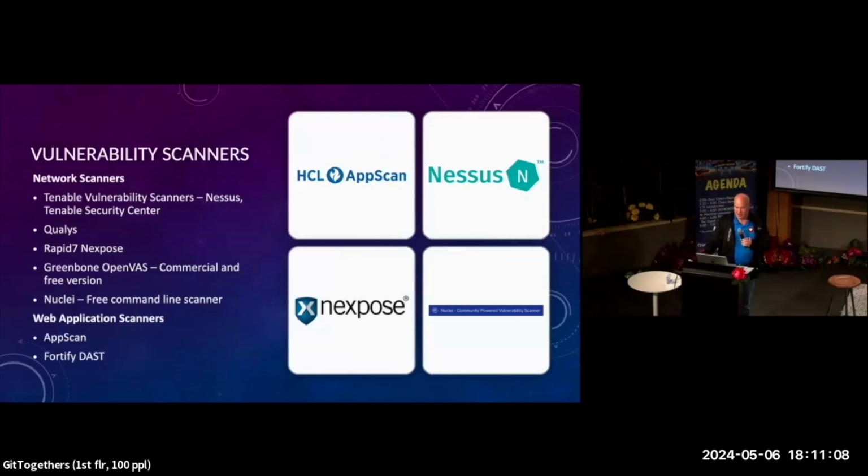And then other vulnerability scanners: Qualys and Rapid7's Nexpose. Greenbone has their OpenVAS, with a commercial and a free version. And then Nuclei by Project Discovery. They've got a lot of really great tools, and Nuclei is a command line vulnerability scanner. And then your web application scanners like AppScan and Fortify DAST.